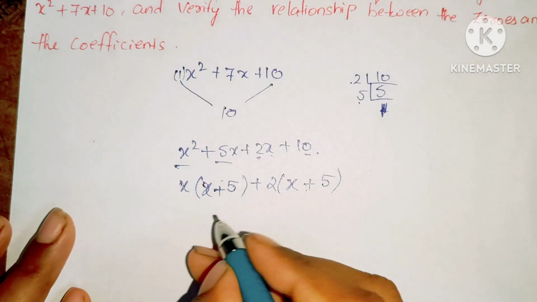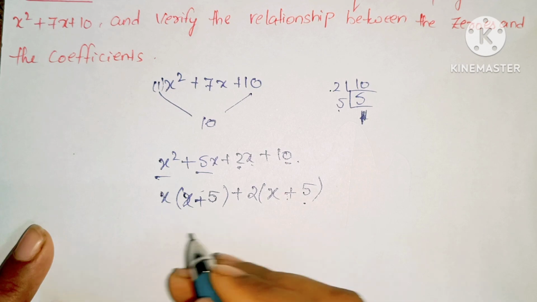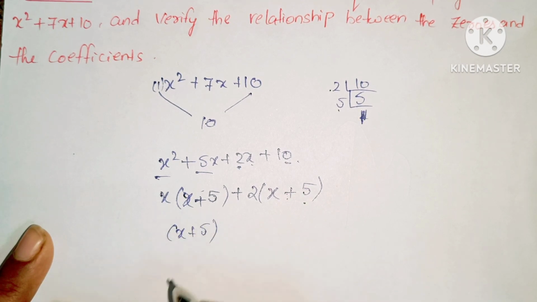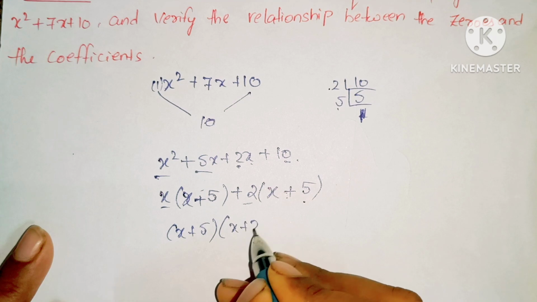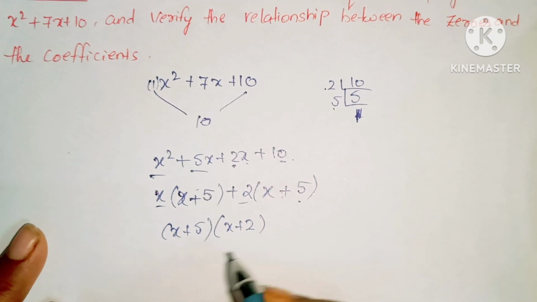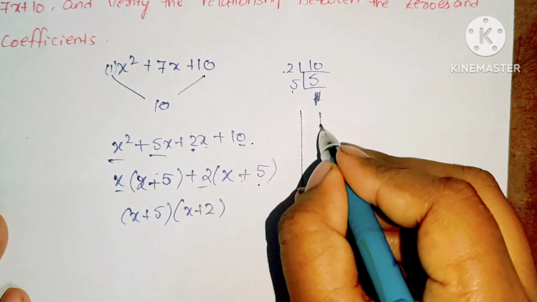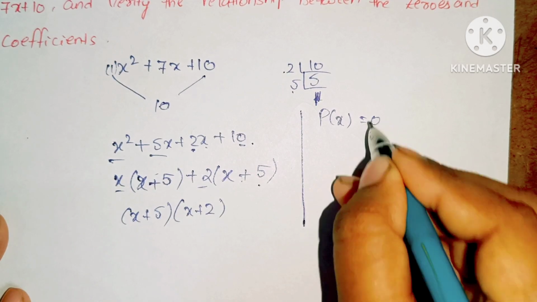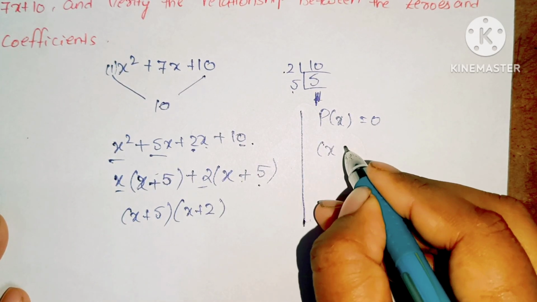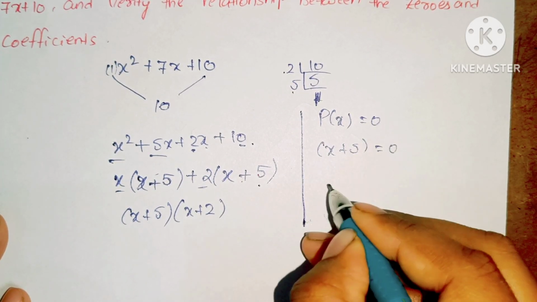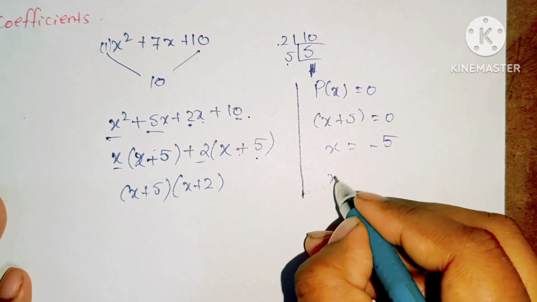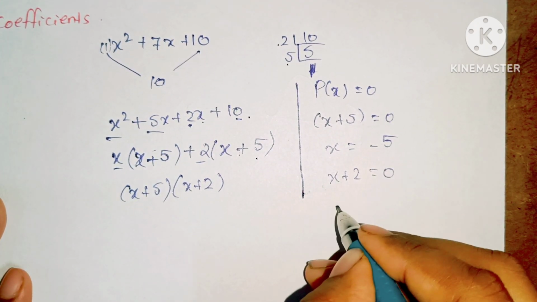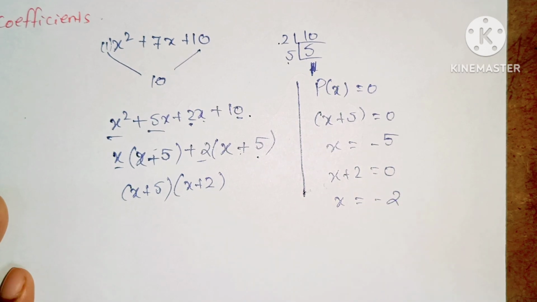Understood? So see here in the brackets the both are same. That means x plus y you have to write one time. Next in another bracket x plus 2. So these are the roots. And we know that p of x equal to 0. That means roots are equal to 0. So x plus 5 equal to 0. X equal to minus 5, x plus 2 equal to 0, then x equal to minus 2.